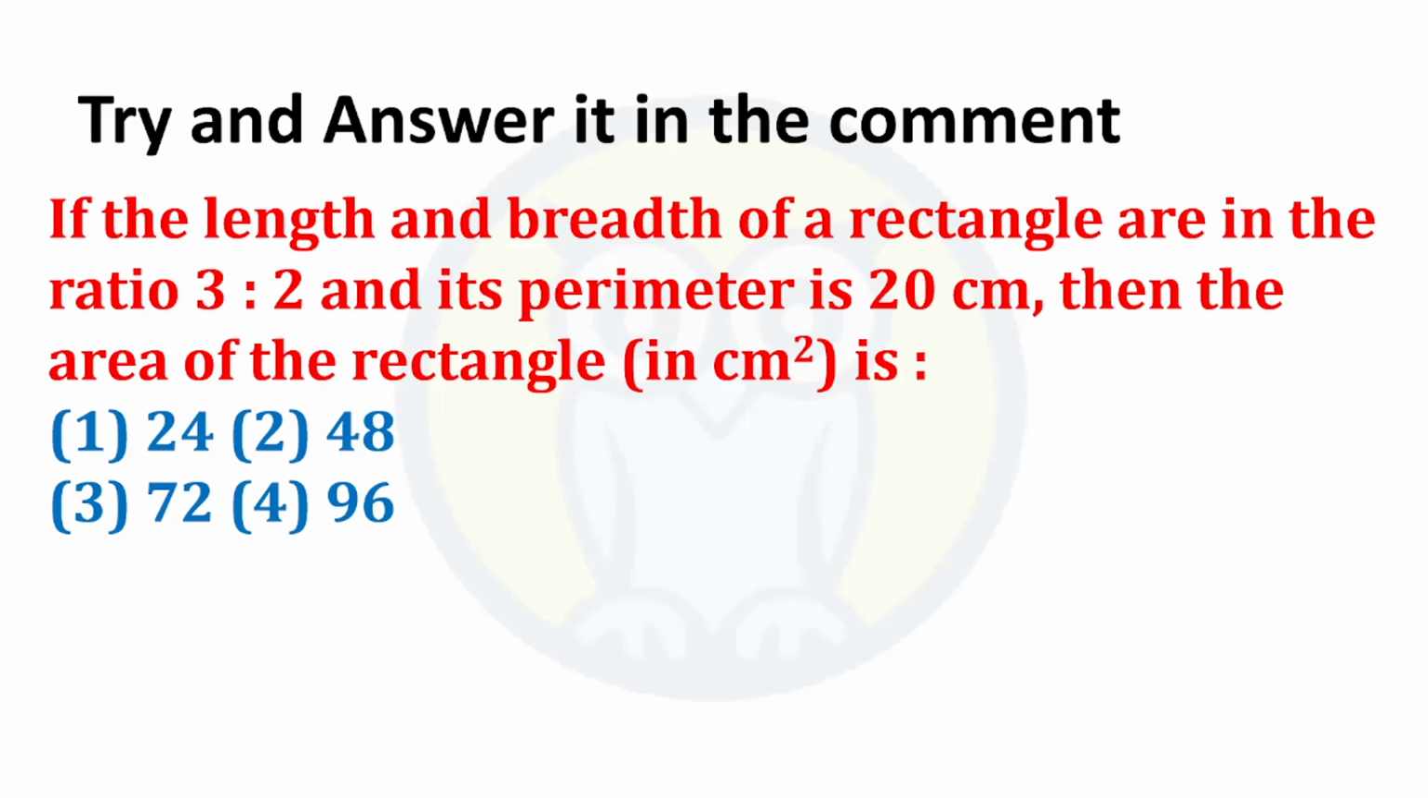Try this question: if the length and breadth of a rectangle are in the ratio 3:2 and the perimeter is given, find out the area of the rectangle. Write your answer in the comments.